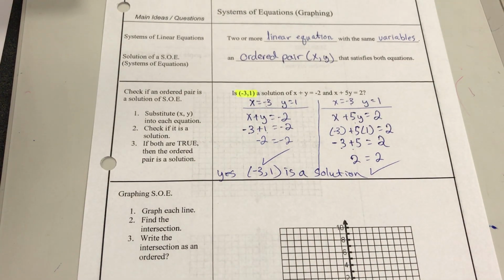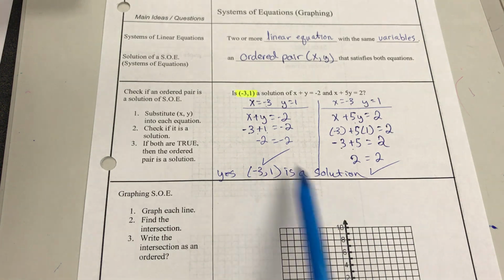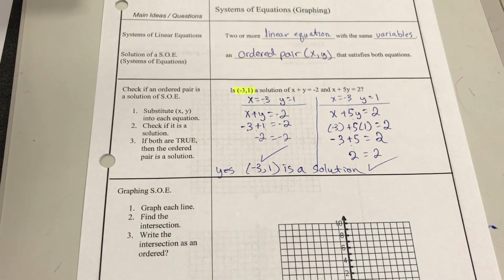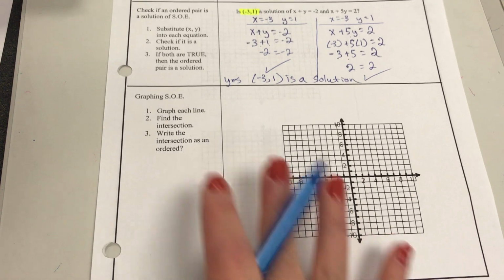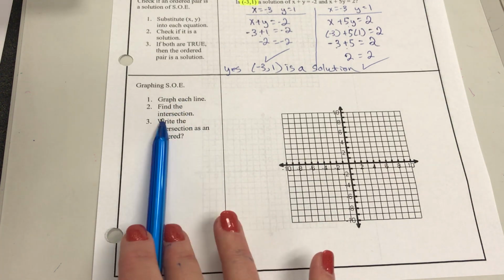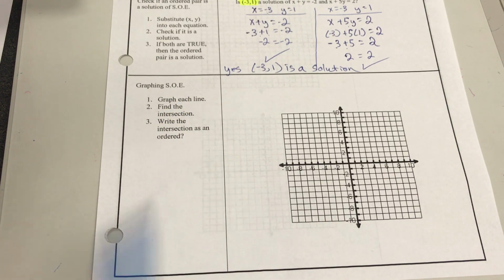Okay? So if you can take the ordered pair, you can substitute it into both equations, and you'll have both sides match. Right here, you have negative 2 equals negative 2 and 2 equals 2. Then it is a solution to the system of equations. Now let's talk about graphing them. When you're graphing a system of equations, you have to graph each line. You have to find the intersection and write the intersection as an ordered pair, okay?